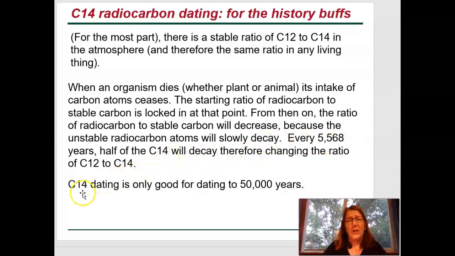Carbon-14 is only good for dating to 50,000 years. So if you're at an archaeological site looking at something that's 70,000 years old, carbon-14 is not going to work for you, but there are a lot of other radioactive isotopes that have much longer half-lives. That means it takes a lot longer for them to break down, and they can use those to study other things.